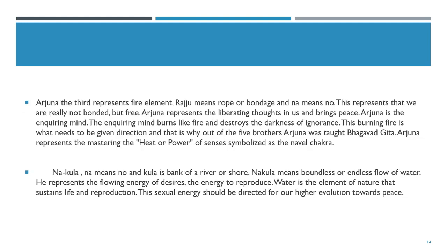And now Arjuna, the third, represents the fire element. All the Pandavas, like I said, are the five elements: earth, fire, air, water, sky. Raju means rope or bondage, and na means no. So Arjuna means not bonded, but free. Arjuna represents liberating thoughts in us, bringing peace. Arjuna is the inquiring mind that burns like fire and destroys the darkness of ignorance. We think why, how, and when we try to understand, we lose the ignorance. This burning fire needs to be given direction, and that is why, out of the five brothers, Arjuna was taught the Bhagavad Gita. Arjuna represents mastering the heat or power of the senses, symbolized as the navel chakra.